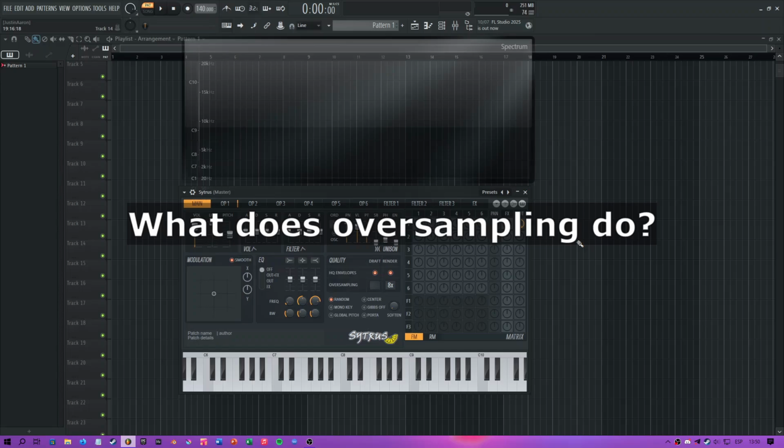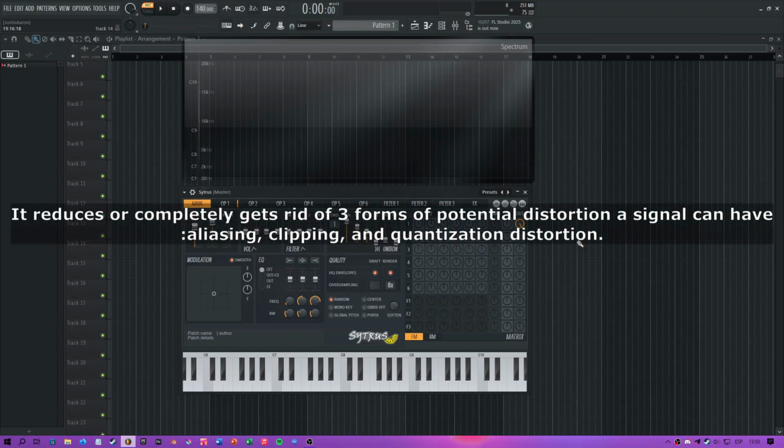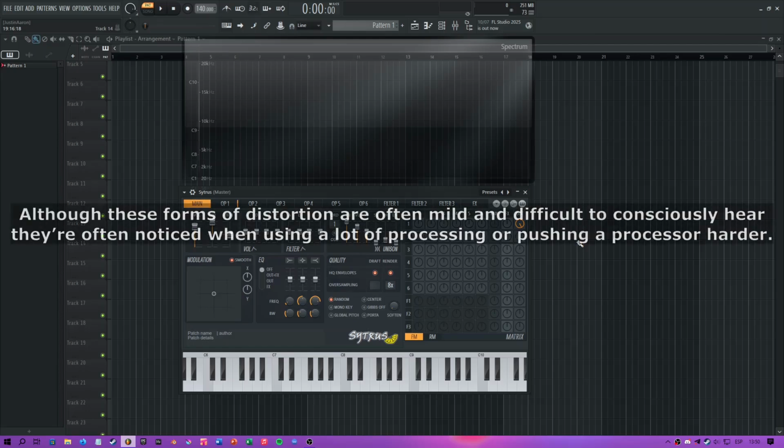What does oversampling do? It reduces or completely gets rid of three forms of potential distortion a signal can have: aliasing, clipping, and quantization distortion. Although these forms of distortion are often mild and difficult to consciously hear, they're often noticed when using a lot of processing or pushing a processor harder.